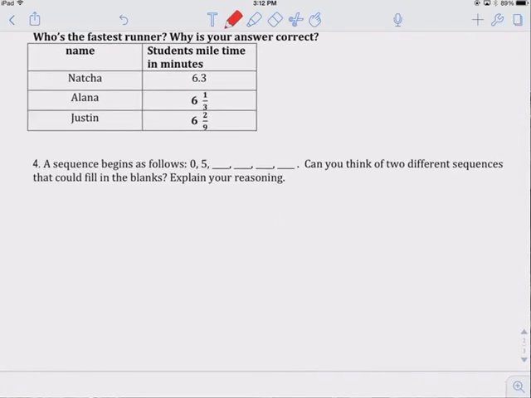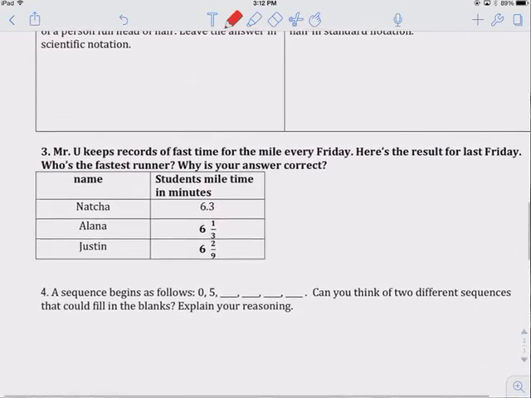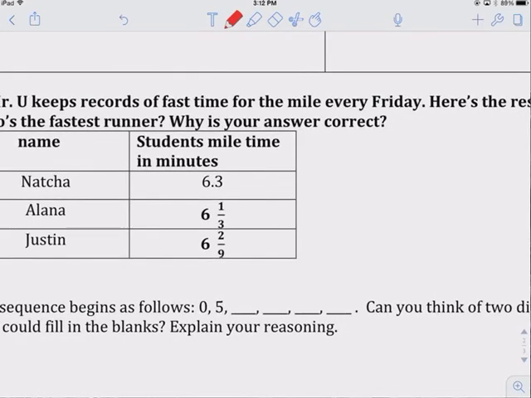Okay, now the sequences, you're okay with sequences, right? Yeah, I kind of need help with the chart. The chart? Who ran the fastest? That's easy. What do you need to do to the fractions? You divide 1 and 3. Yeah, you need to make it into a decimal, so divide those numbers. I'll help you out. You need to know how to make it into a decimal, and then see who ran the fastest. Remember, the slowest time is the fastest person, right?